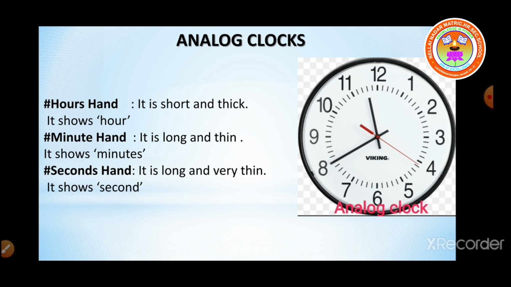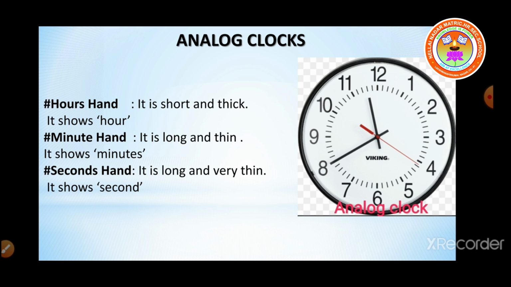It is long and very thin. It shows seconds. In this figure, it is represented in red color. So the seconds hand shows the seconds only. It makes one rotation in 1 minute. It makes one rotation in how many minutes? 1 minute. So it makes 60 rotations in 1 hour. How many rotations in 1 hour? 60 rotations in 1 hour.